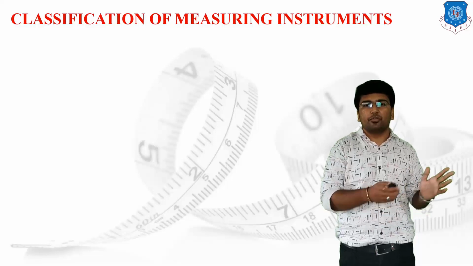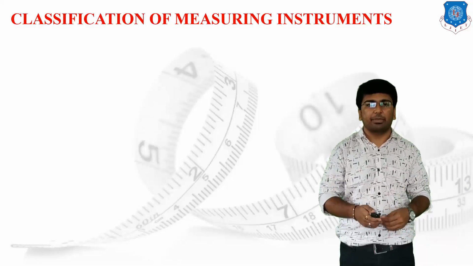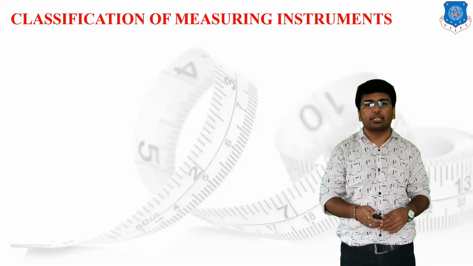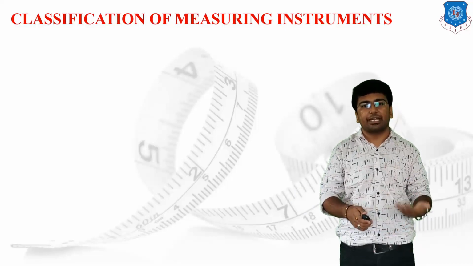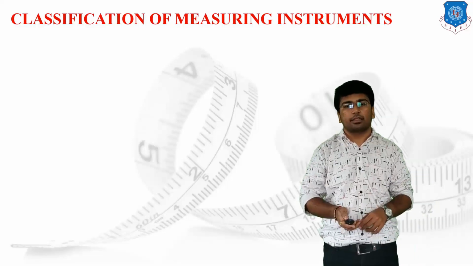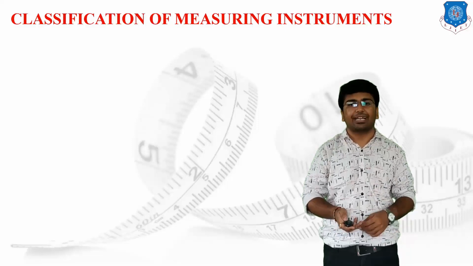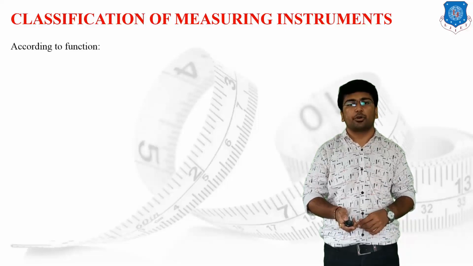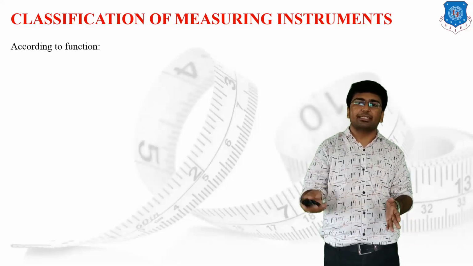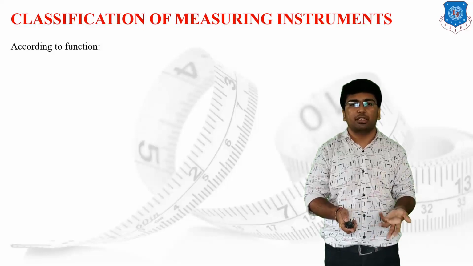We have designed a number of instruments for measurement in the metrology department, and we have classified such instruments into different categories. Today we are going to discuss each and every category on which we can classify the measuring instrument. The very first category of classification is according to function. According to function means we have classified the measuring instruments on the basis of their functional requirement, or functional criteria.